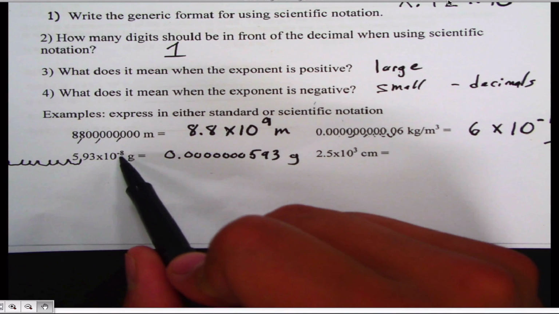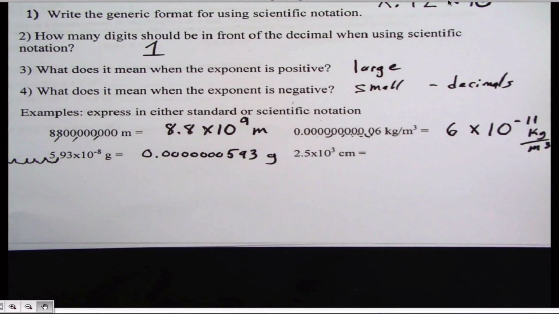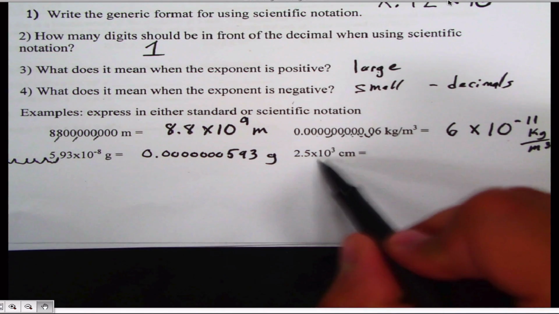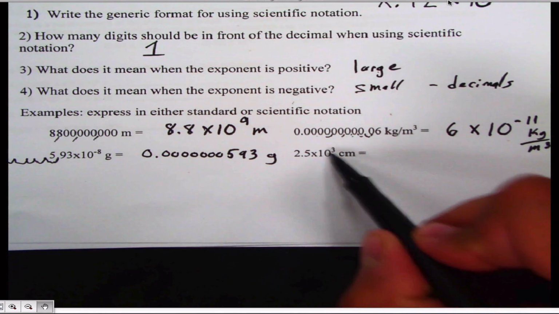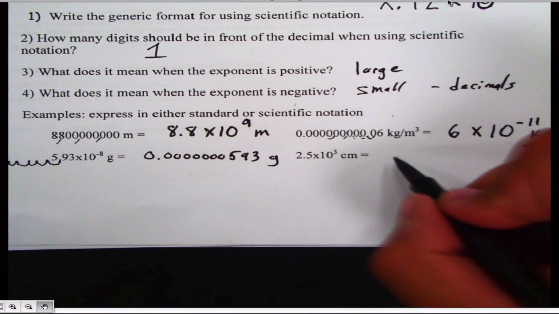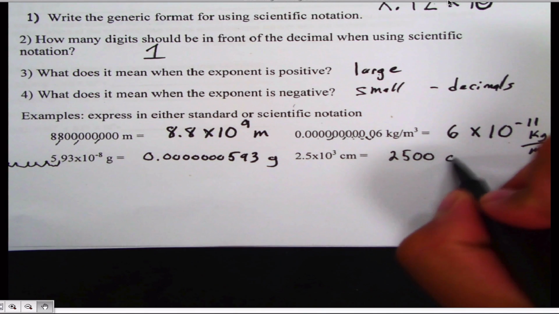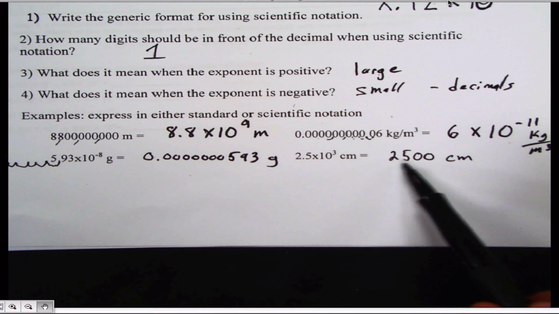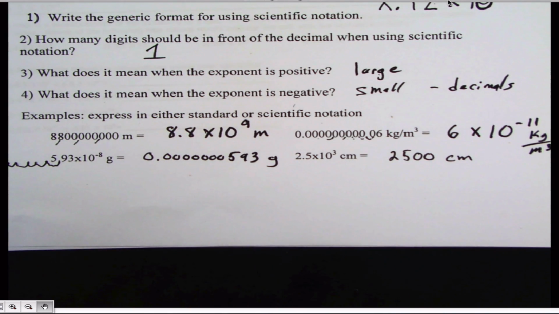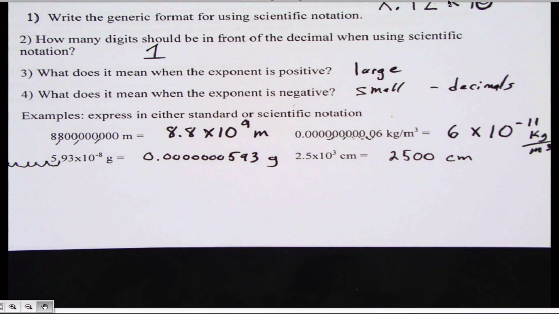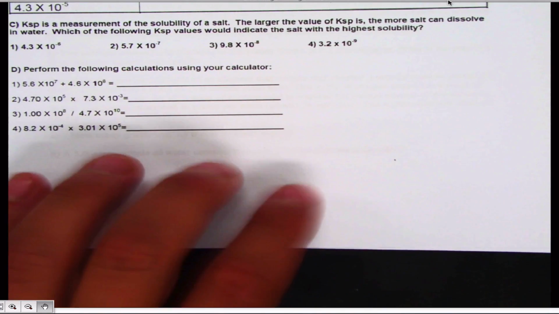Notice how the negative exponent made the number smaller, made it a decimal, just like this one over here. Negative exponent, small number. 2.5 times 10 to the third, positive exponent. That means I'm going to make the number bigger, so I have to move it to the right 1, 2, 3 times. So we go 1, 2, 3, and that's going to be centimeters. Notice 2 significant figures, 2 significant figures, 3 significant figures, 3 significant figures. That stays the same. If you keep that in mind, you should be good. Realize that scientific notation is not a calculation.